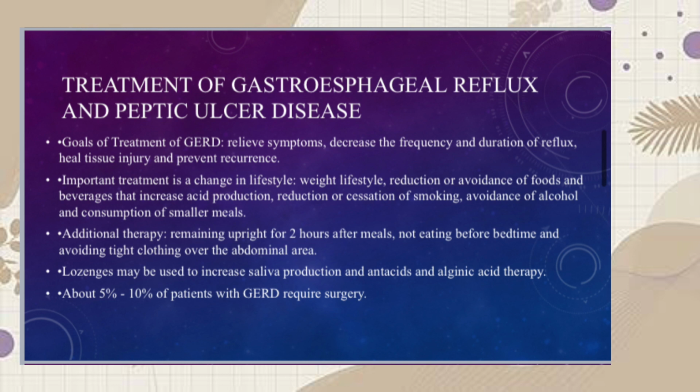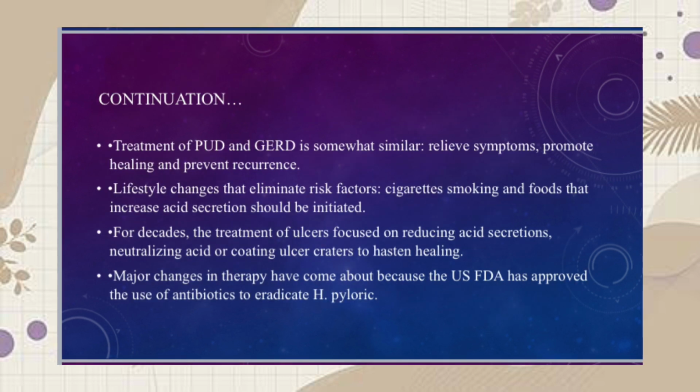For decades, the treatment of ulcers focused on reducing acid secretion, neutralizing acids, or coating ulcers to hasten healing. Major changes in therapy have come about because the US FDA has approved the use of antibiotics to eradicate Helicobacter pylori. Several large studies are currently underway to both refine the healing and reduce the recurrence rate of ulcers. Various combinations of antibiotics, bismuth, and antisecretory agents are being used to eradicate Helicobacter pylori.